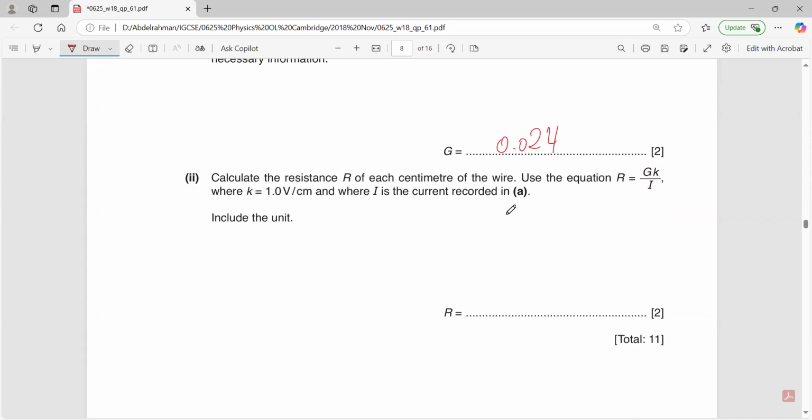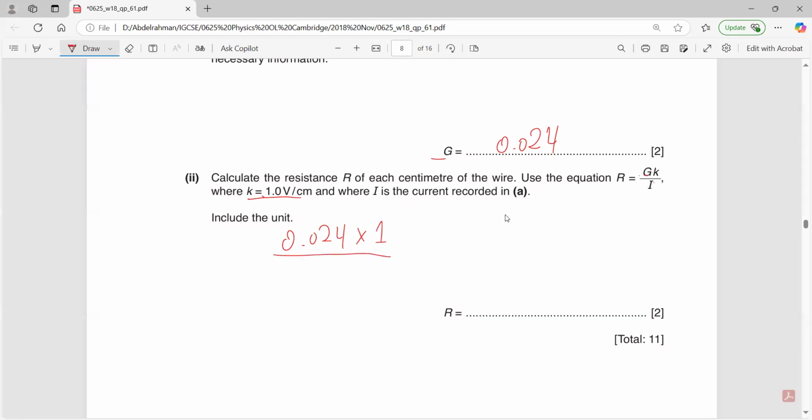But then you must draw on the graph. You have to draw the triangle method. Can you calculate R? Yes, we can calculate R. Watch out, you have everything. R equals GK over I, where K is 1. Where is G? I have G. So 0.024 times K, which is 1, over I.